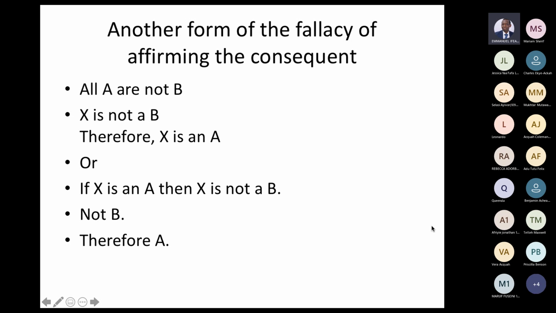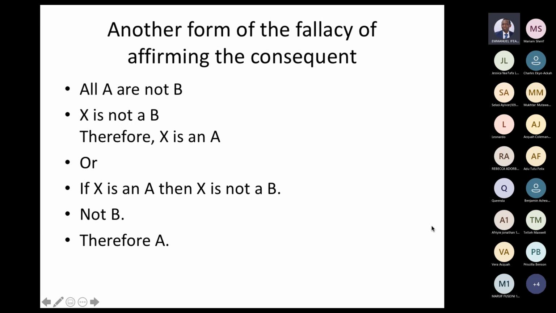All A are not B. X is not a B. Now, these two premises are negatives. They are deniers. Now, negatives or deniers will always give you a positive or affirmation. Two negatives will give you a positive. Two deniers will give you an affirmation.